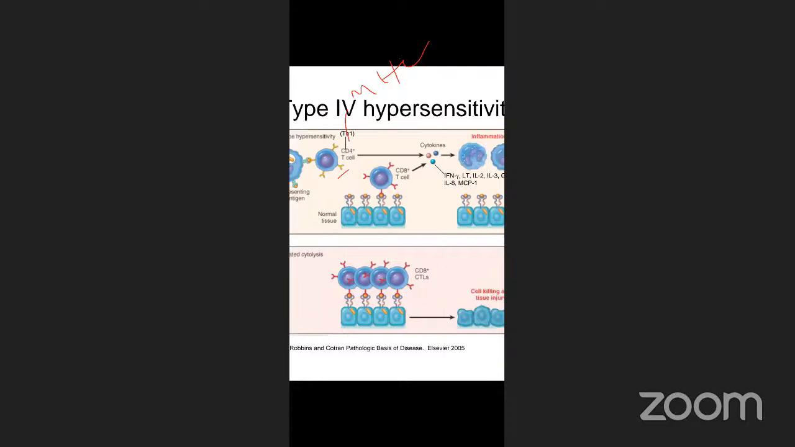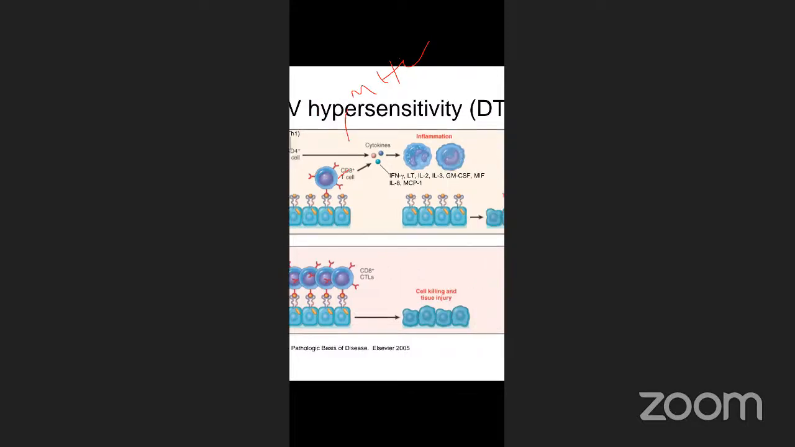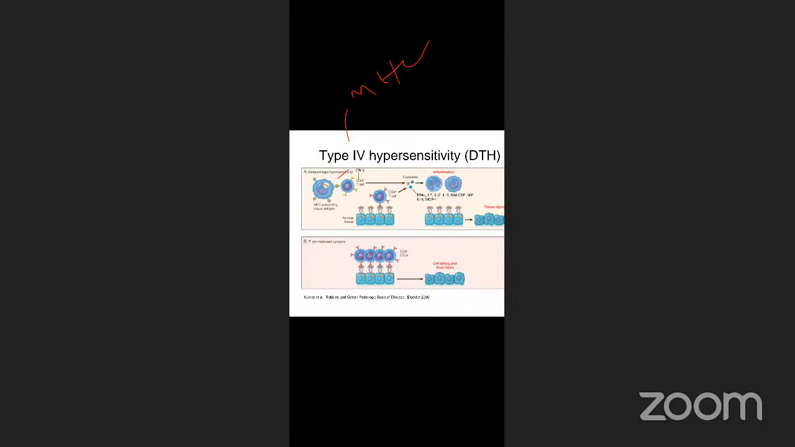These cytokines can be interferon gamma, interleukin 2, interleukin 3, CSF, MIF. Don't bother about the full forms; you can just remember them as cytokines, its own cytokines and the cytokines of antigen presenting cells. By taking information from these cytokines, further enhancement of the sensitization or activation takes place.